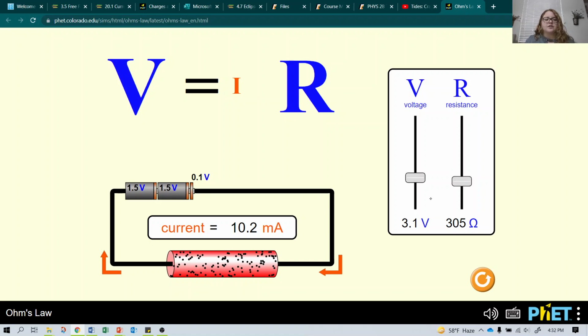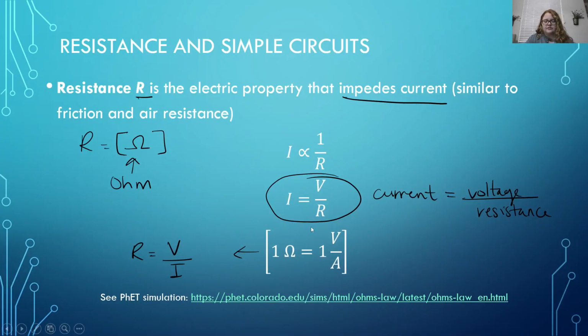So this is also another form of Ohm's law. Voltage is equal to the current times the resistance. V equals IR. So let's go back to our slideshow here.